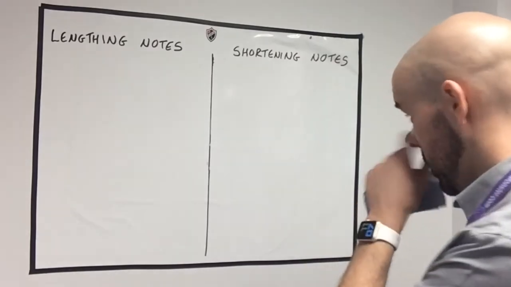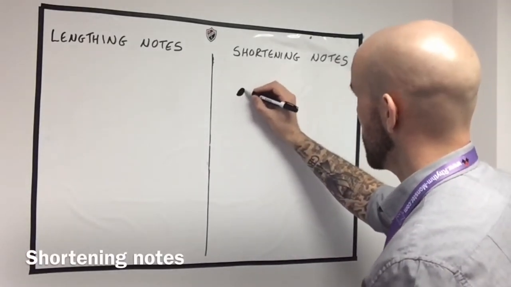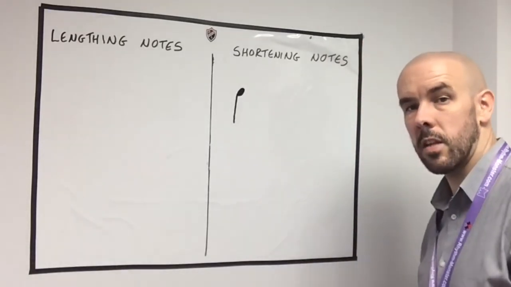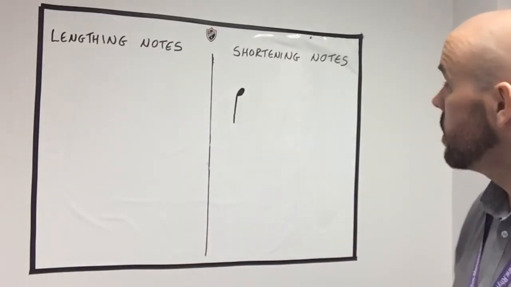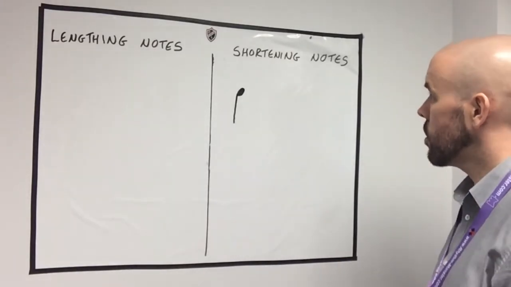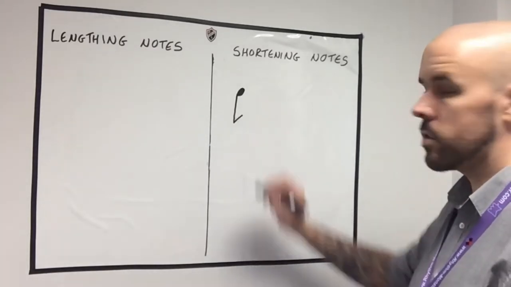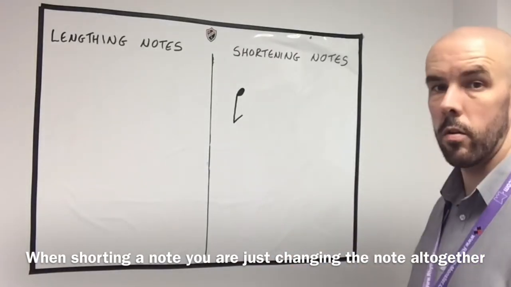When we're shortening notes, this is the exact same idea. As I said before, a lot of folk don't teach the shortening notes lesson anymore. You can't put a dot on a note to shorten it. For me, if you're wanting to play something shorter than a crotchet, you would add a tail. That's making it a quaver, which is shorter, isn't it?